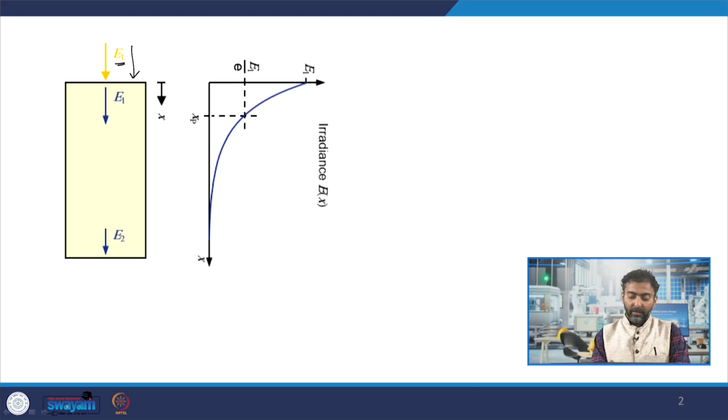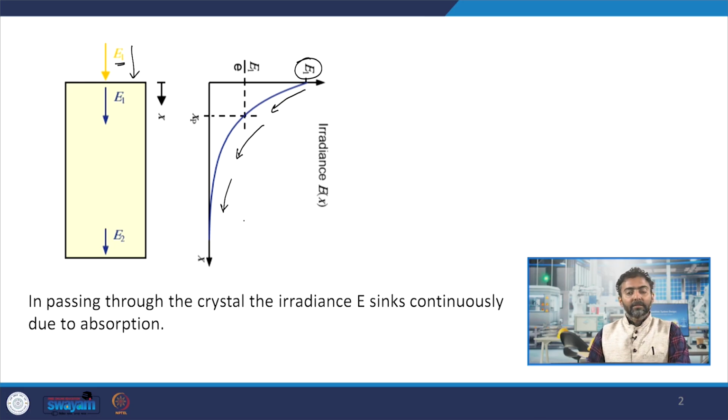As you can see here, E1 is the incident radiation at the surface of the solar cell. Now as the radiation penetrates inside the solar cell and goes deeper and deeper, there is absorption of this light intensity, and hence the light intensity continuously goes on decreasing. It has been empirically established that this pattern of decay of the light intensity in the solar cell is usually an exponential decay. So in passing through the crystal, the irradiance E sinks continuously due to absorption, and the pattern of absorption is in the form of a decaying exponential.